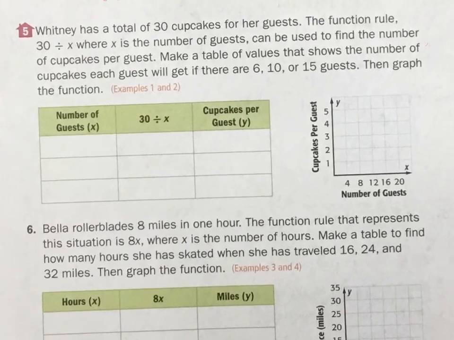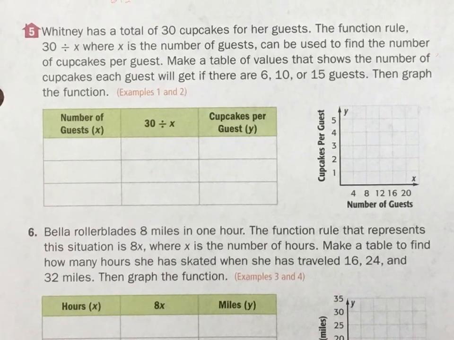Let's see here. We have a word problem, but we have our function here. We have our input, our function, our output, and then we have a graph here. The x is on the bottom, the y is over here. So this right here, number of guests, that's my x or my input, and then my output is over here on the y.